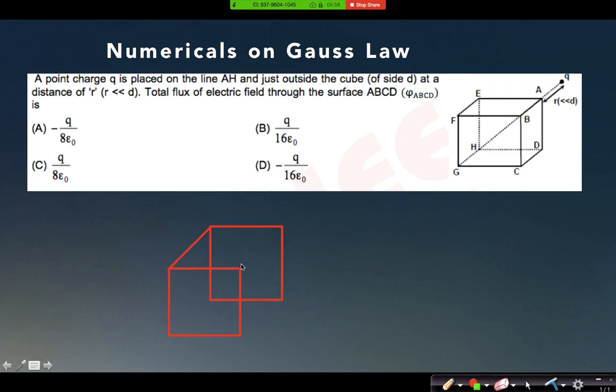Suppose we are placing a charge at this point. I am trying to see this charge from the front face. So this is the line of the face diagonal, and our charge is placed here. Now my first question: what is the total flux through the cube due to this charge? Zero, right?